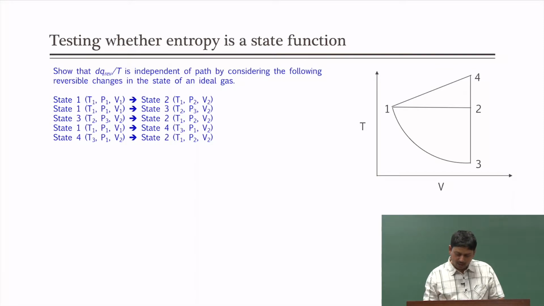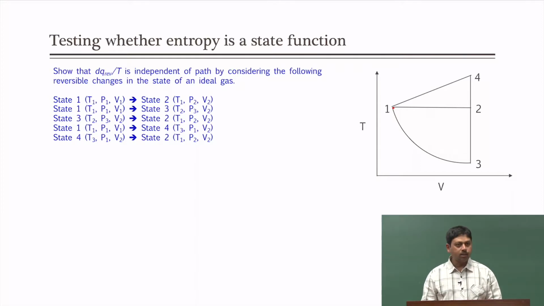Show that Q reversible by T is independent of path by considering the following reversible changes in the state of an ideal gas. We already have done that for the Gasoline cycle, that the reversible path is giving 0. Similarly, if you use the diesel cycle also you can get that, but this is a hypothetical cycle, and for this hypothetical cycle we can show that. Let us say the first one is state 1 to state 2. This is a TV diagram, not a PV diagram, not a TS diagram, so one has to be very careful while looking at it.